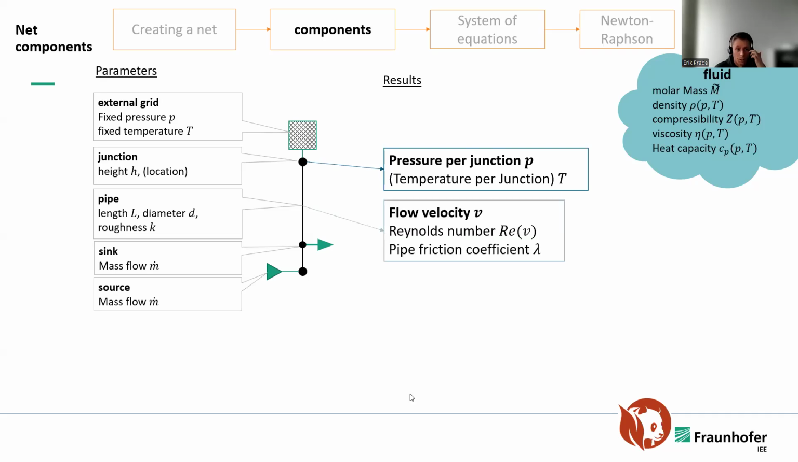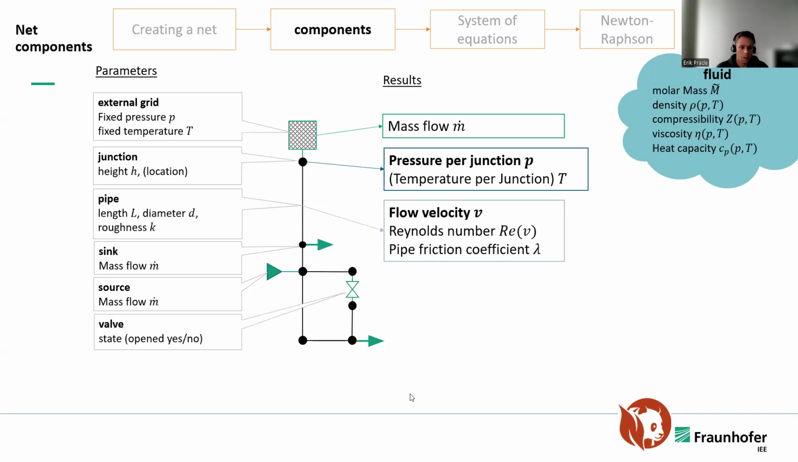And respective to the different components, we also have results. For example, for the external grid, it's how much mass is provided by the slack node. And for the junctions, we have which pressure is at the specific junction. And if you want to calculate temperature also, what is the temperature at the specific junction? And for the pipe, the main result parameter is the flow velocity.